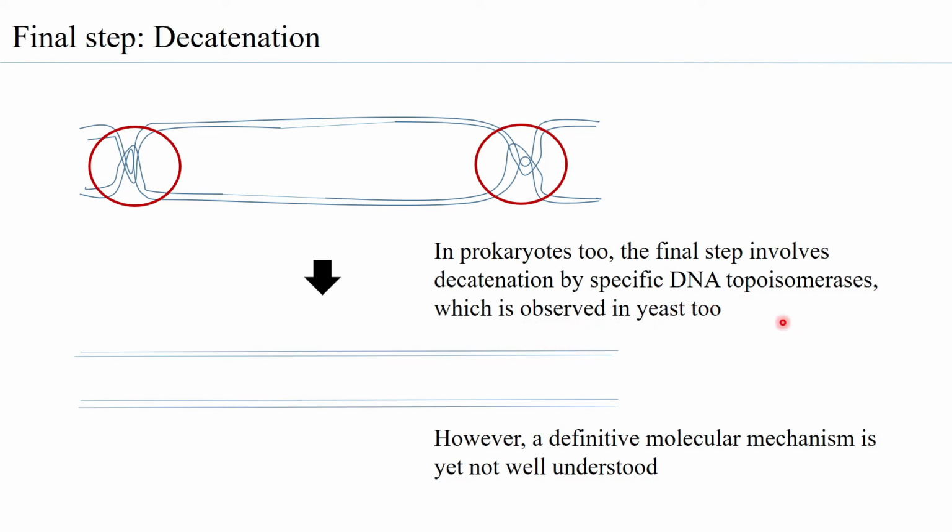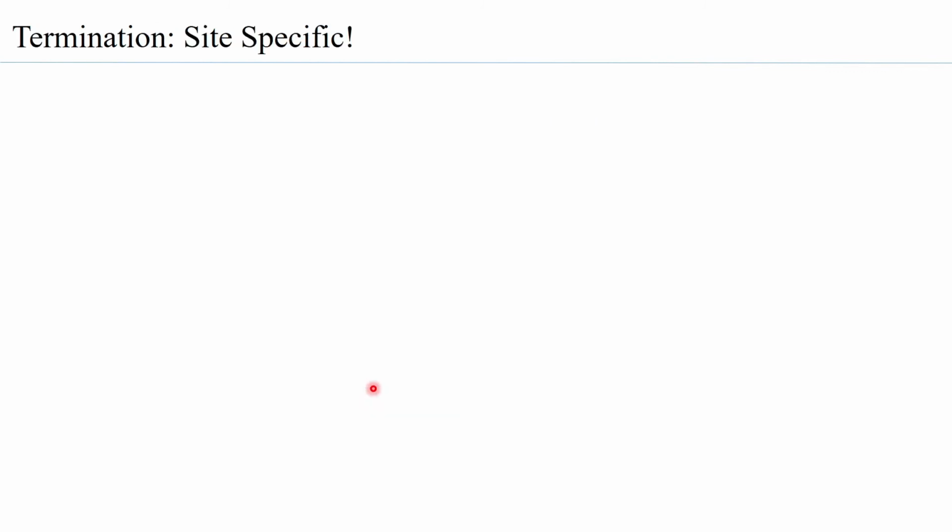In several yeasts too, it has been observed that it is DNA topoisomerase 2 that does the job. However, a definitive molecular mechanism is still not understood in the eukaryotic system, especially in the higher eukaryotic systems, except for the fact that decatenation does happen to give rise to two nascent DNA molecules. Now, there are several reports that also suggest that termination can be site specific, and in certain regions of the eukaryotic DNA, it has been found that termination is site specific.